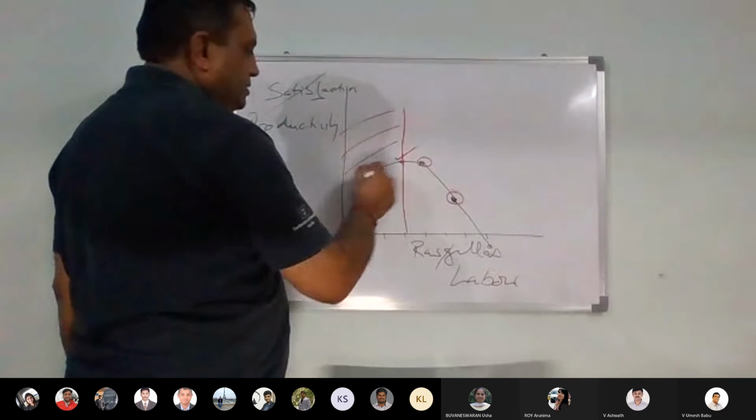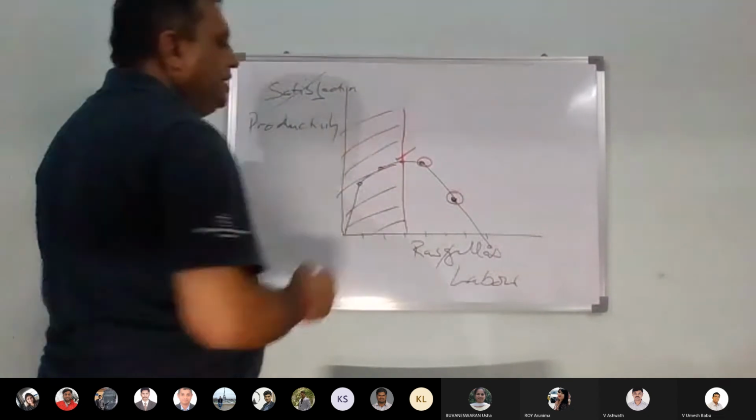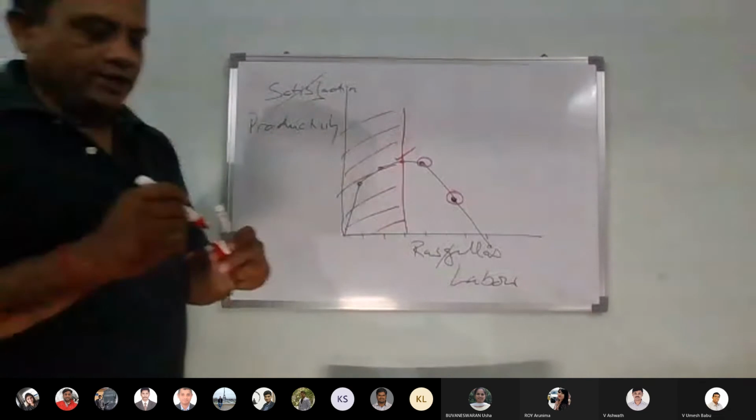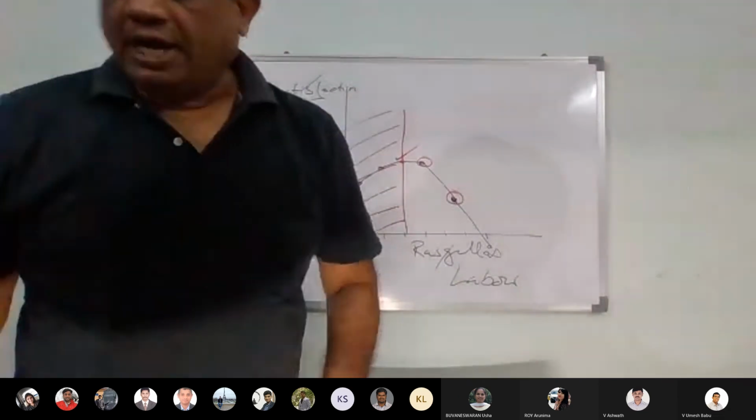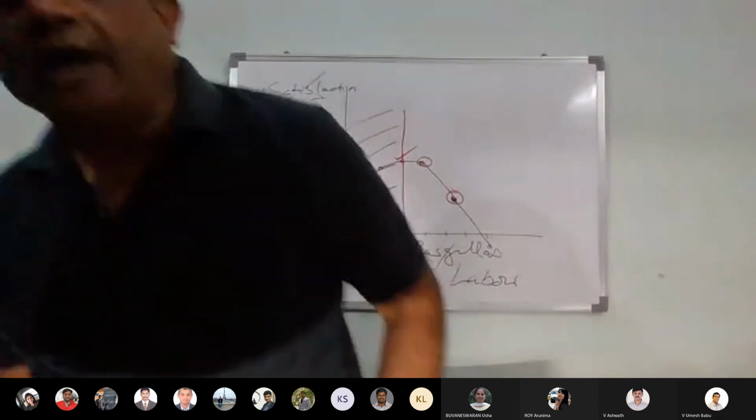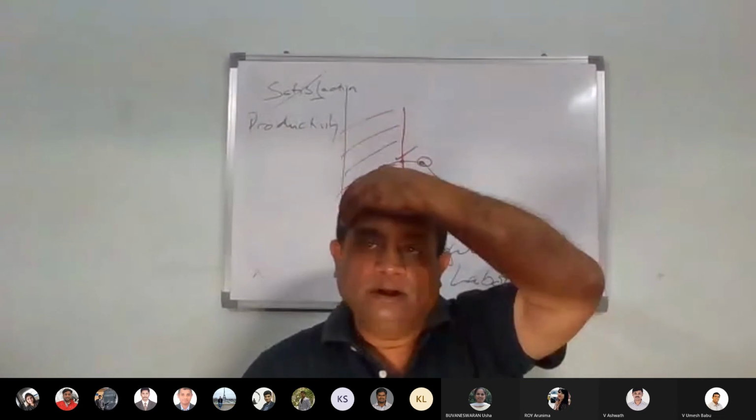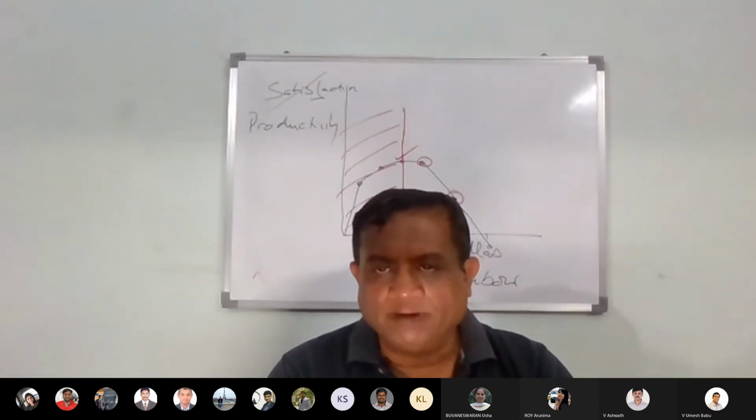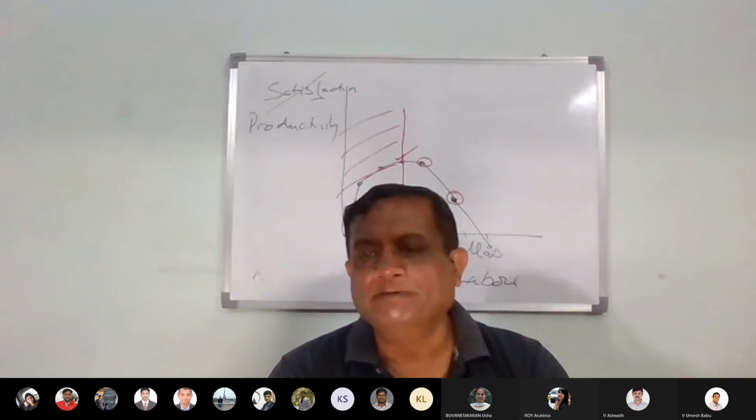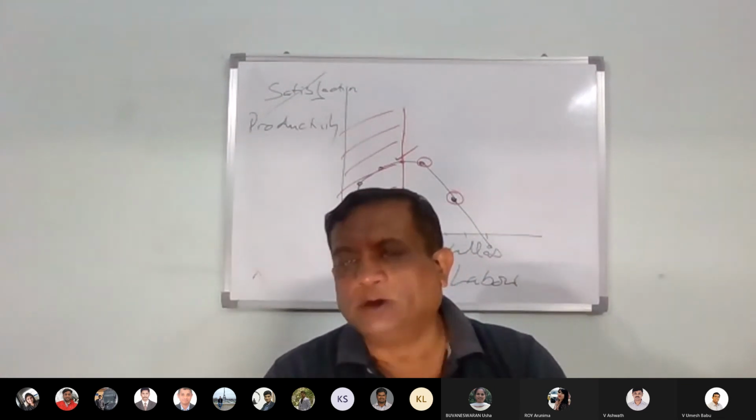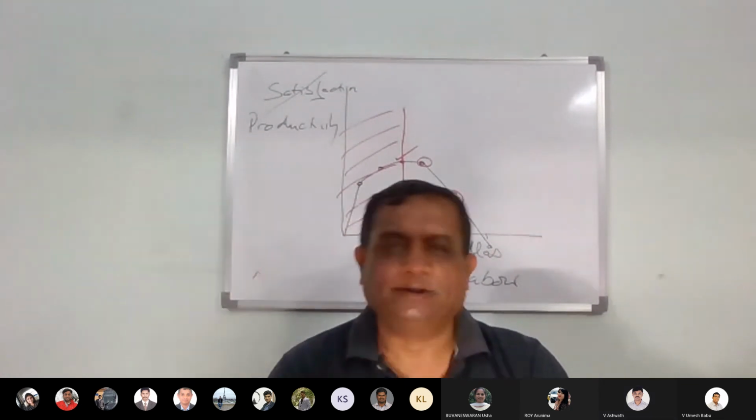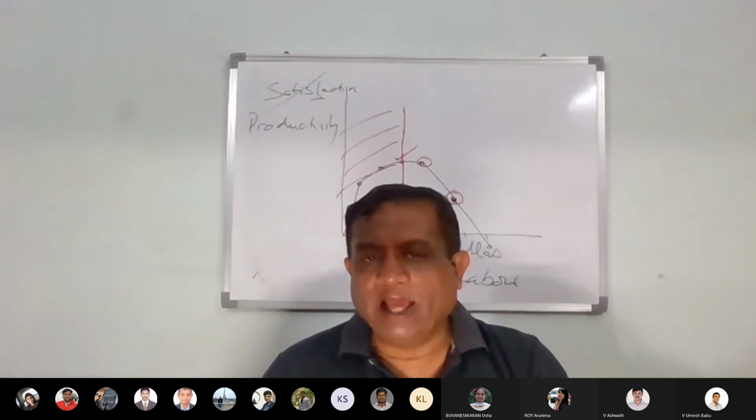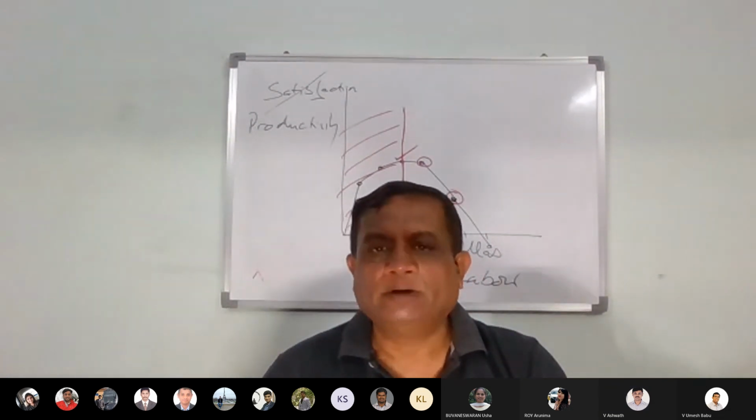So therefore, if I have to add additional resources, I should only add resources up to this point. In this range, I should add additional resources. Anything beyond this, I should not add additional resources because I will add to cost, but I will not add to productivity. So therefore, that problem of class 4 or class 5 is in real life not true or not correct.